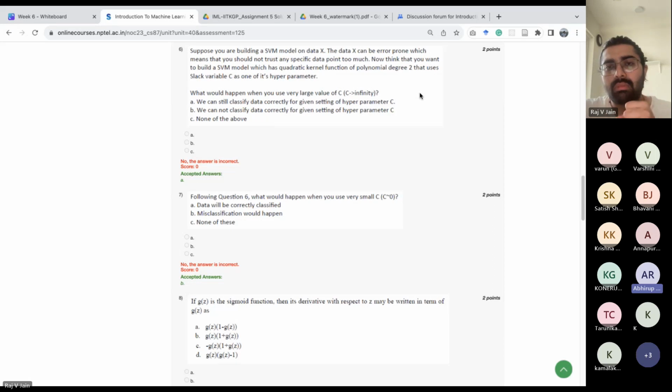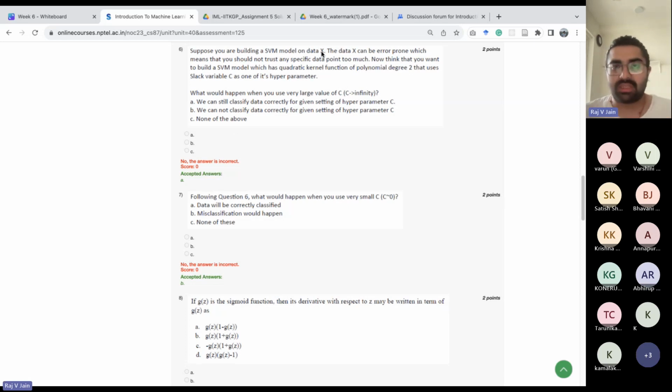I think this question should have said "classify data correctly during training phase". I took it as the training data having some outliers. If we have C as infinity, that means it will be a hard margin, right? Yes, a hard margin. That means it will classify training data very correctly, but the model will go haywire and may not hold good during the test phase. I took it in that sense, but I think the answer is according to training accuracy. So I felt the question's clarity wasn't there.